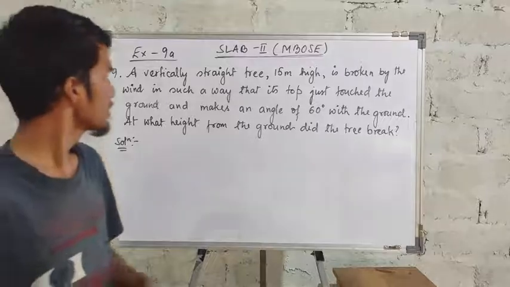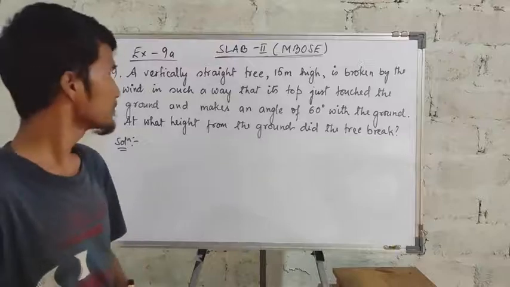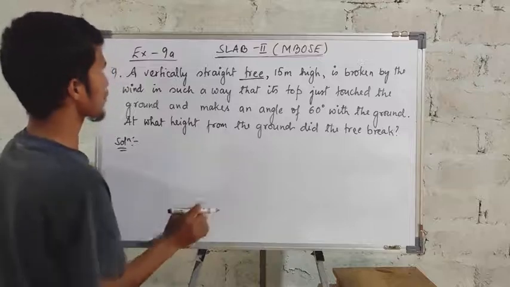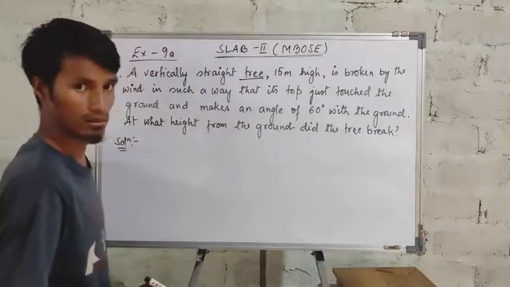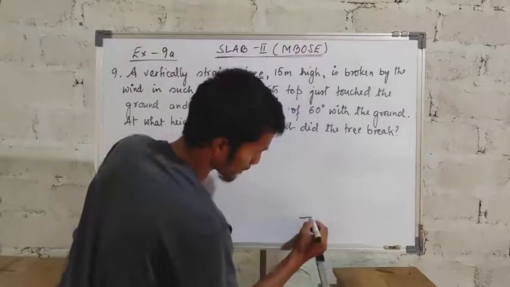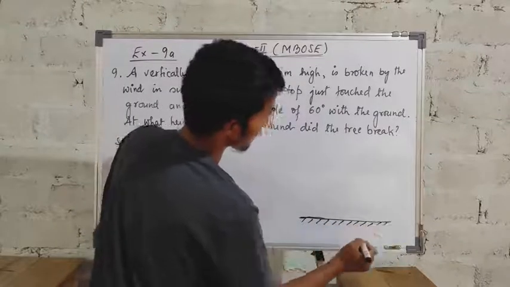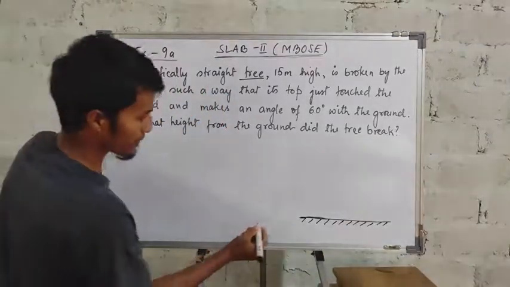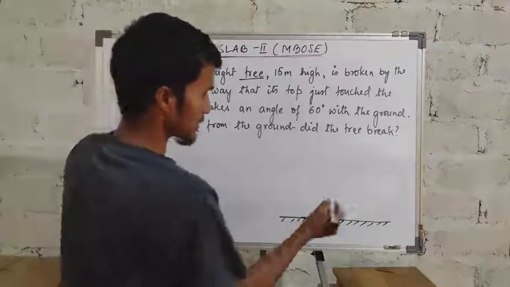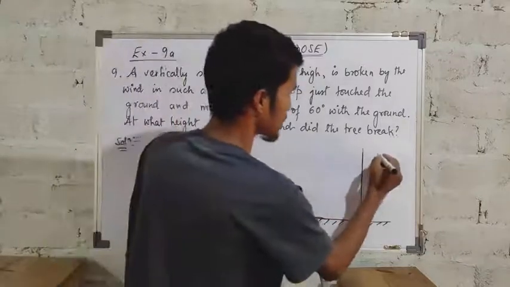Okay, this question is about a tree broken by the wind. Where does the tree stand? The tree usually stands on the ground, or some people plant a tree on top of their buildings using a flower pot. But here we can take it on the ground. So let's consider this is a tree, the original height of the tree.